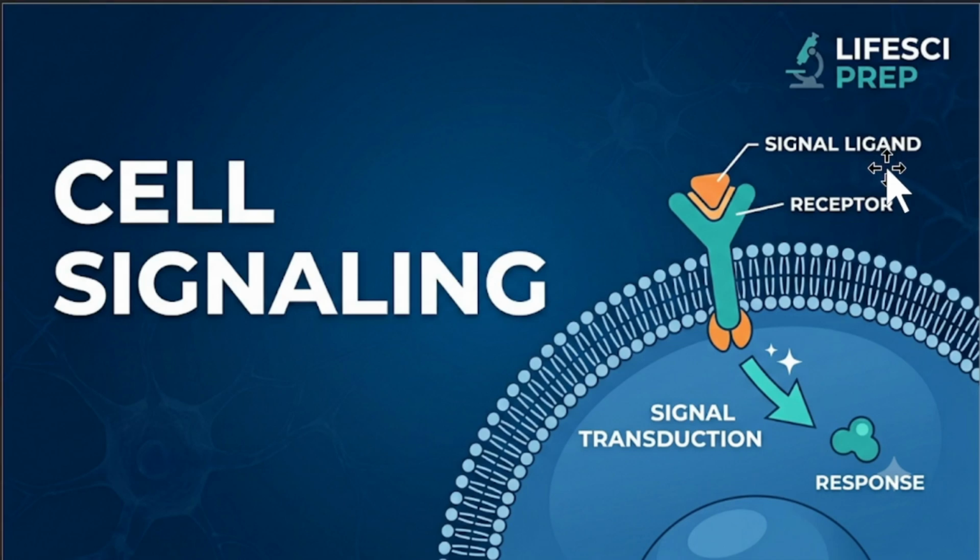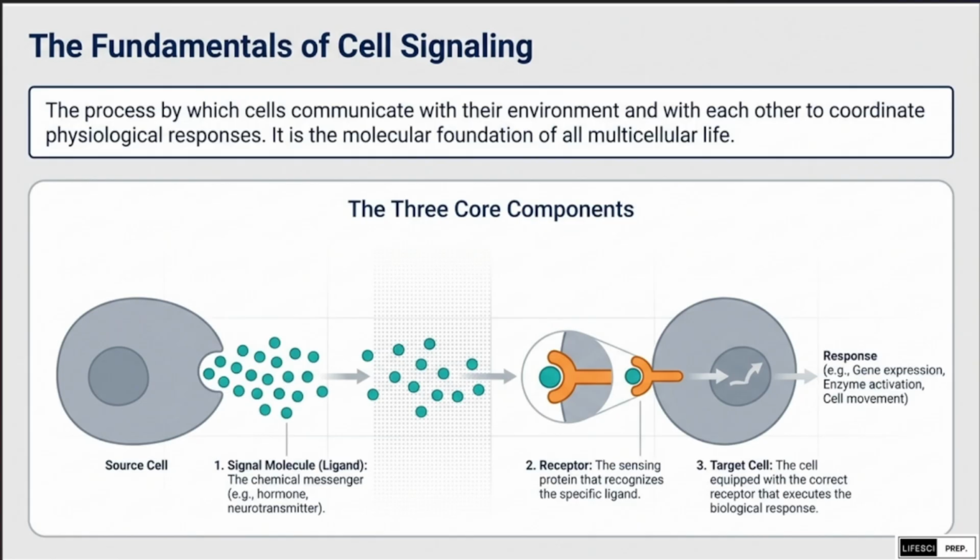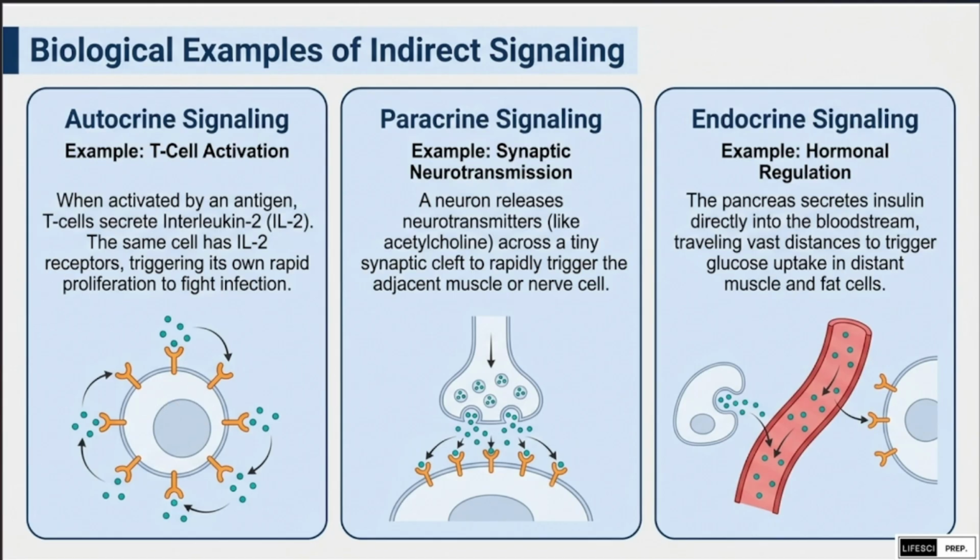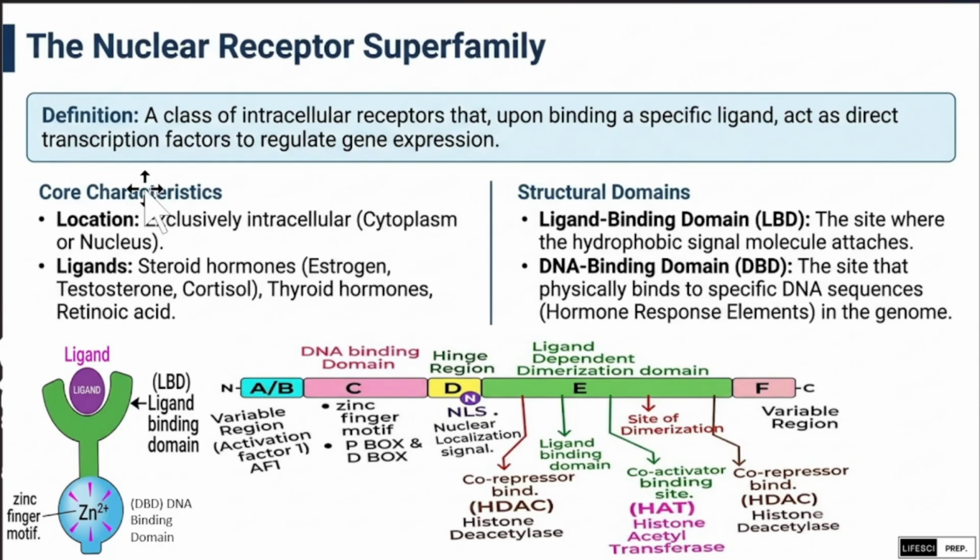So, hello students. As for yesterday, we have learned through many introductions on cell signaling. Those were mostly the introductions, different types, direct, indirect, etc. Now we come to the next part where we study NRF, that is nuclear receptor family.